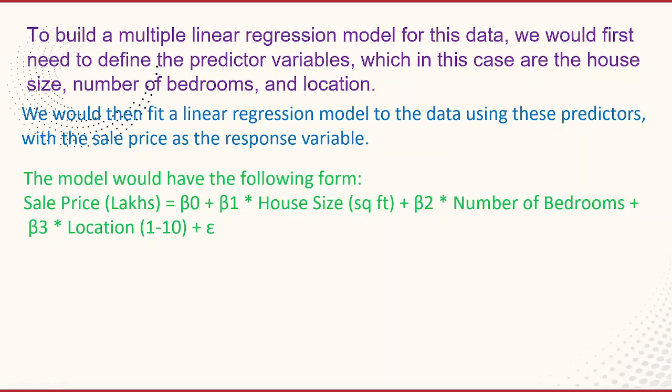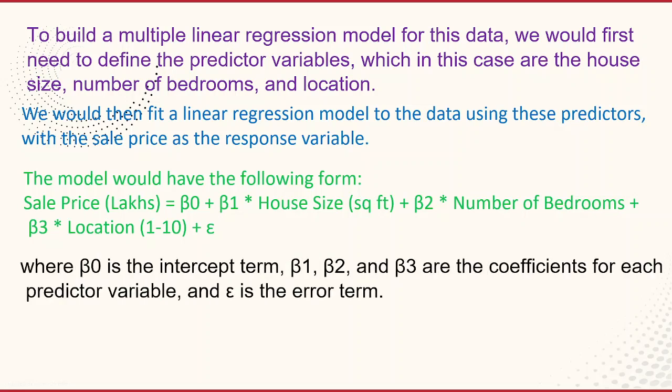to beta naught plus beta 1 into house size in square feet plus beta 2 into number of bedrooms plus beta 3 into location, that is 1 to 10, plus, if any error is there, that epsilon also you can add. This is the form the model would have, where beta naught is the intercept term, and beta 1, beta 2 and beta 3 are the coefficients for each predictor variable, and epsilon is the error term.